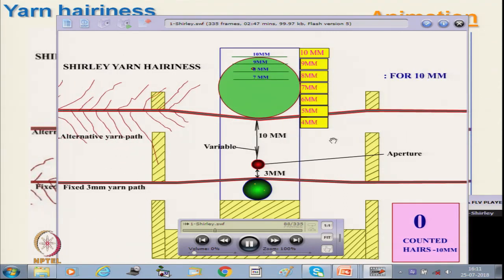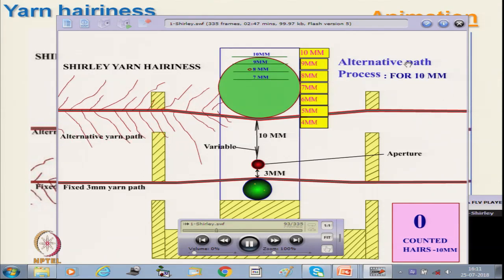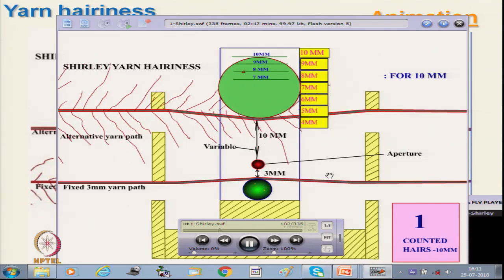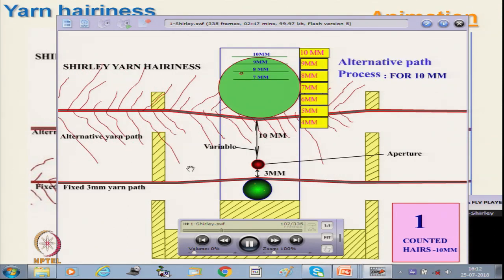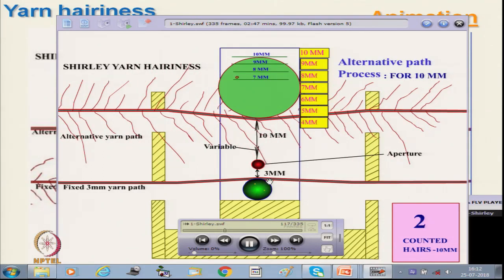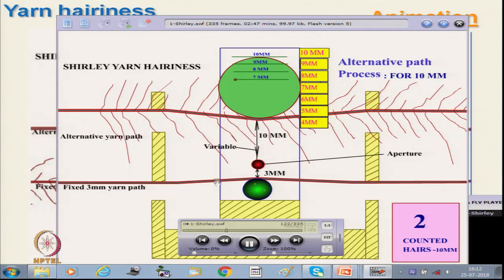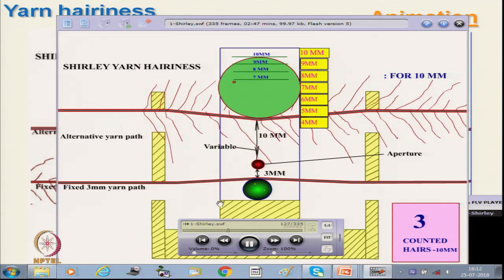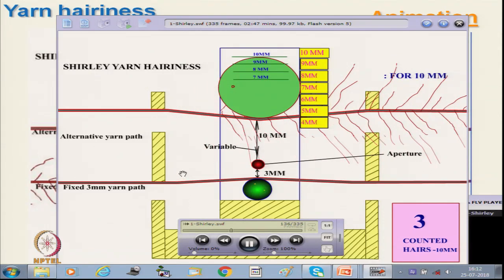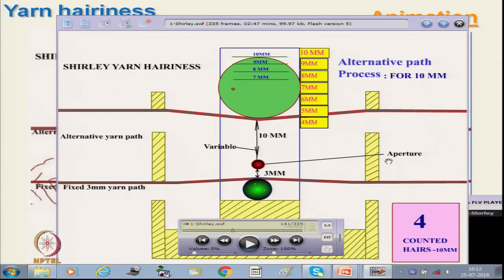This is a variable path for different lengths, say 10 millimeter. We want to measure the number of hairs beyond 10 millimeter. This is only one hair, this one will be counted. Now it is moving, the rest are not counted, now it is 2, now this one will be counted, it is 3. In this way this one will be counted, this is 4, that means there are 4 hairs beyond 10 millimeter length. So, that way we can get a fair idea about the length of hair and also the number of hair.